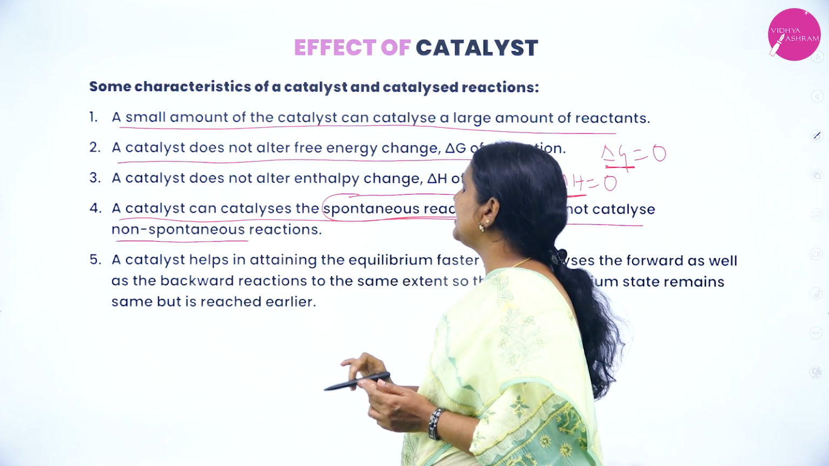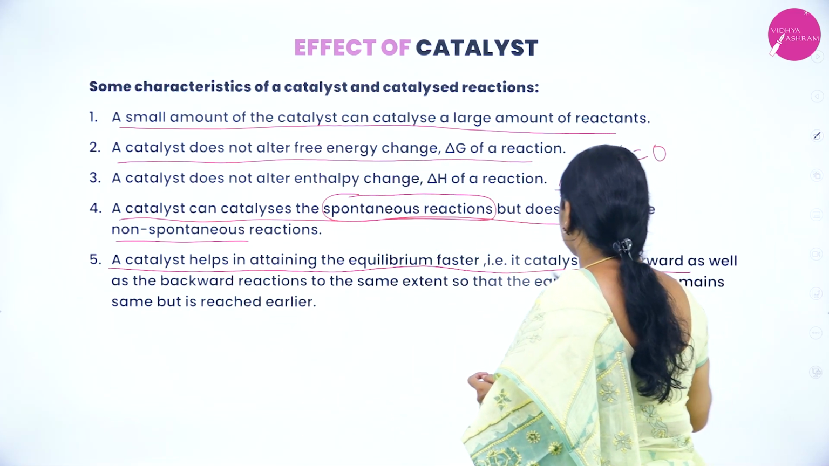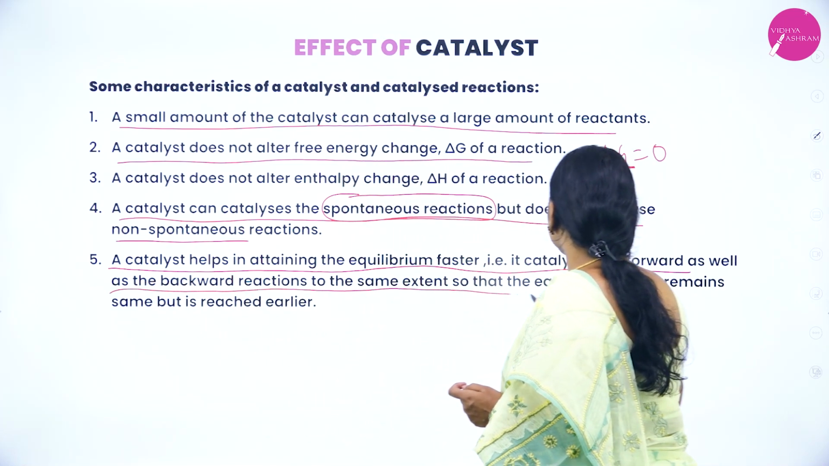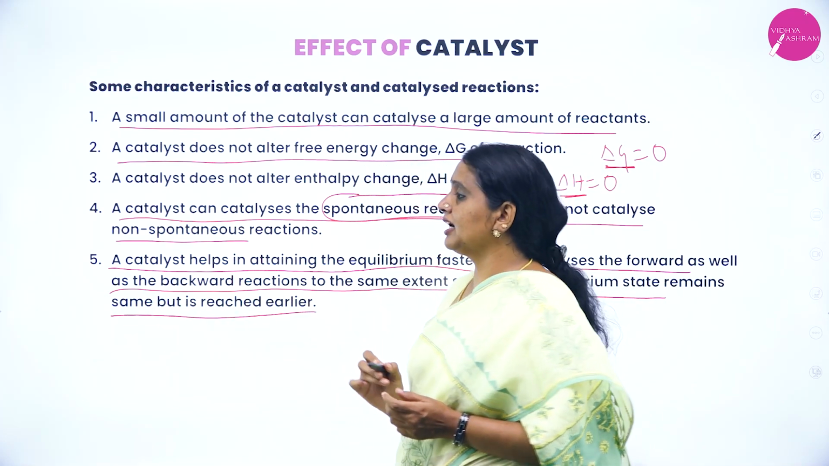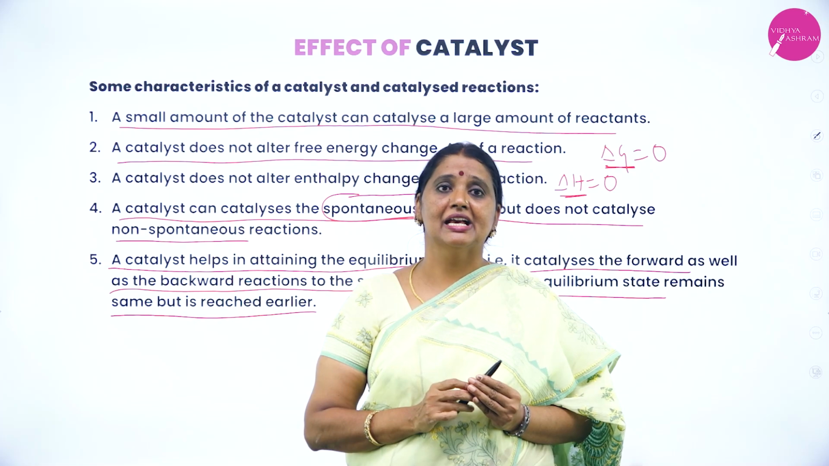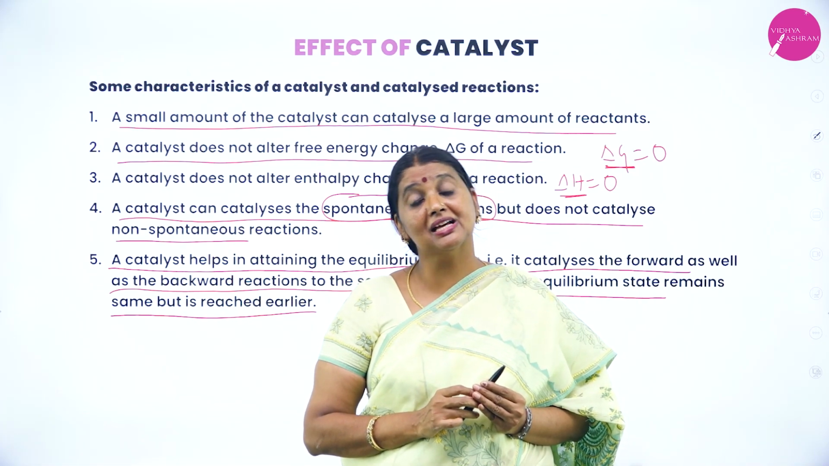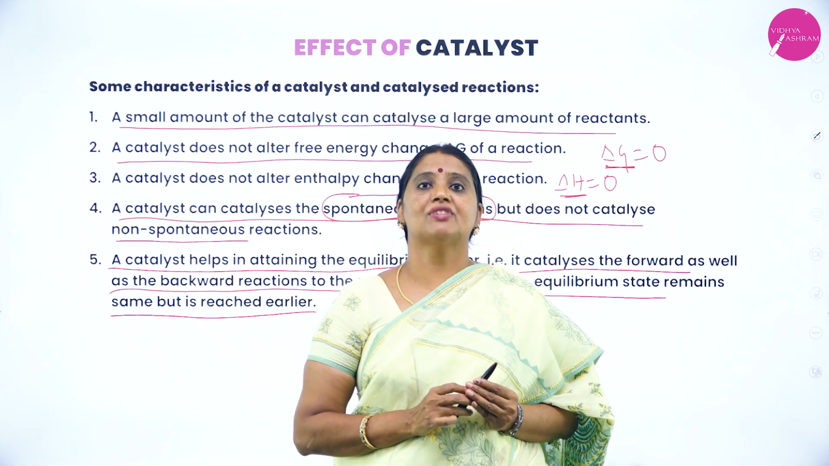Spontaneous reactions. And a catalyst helps in attaining the equilibrium quicker, but it catalyzes both forward and backward reactions to the same extent. Therefore, the equilibrium state remains the same, but it is reached earlier. So, when you add catalyst, chemical equilibrium is attained very fast. It is very quick, but the chemical equilibrium constant remains the same. These are the characters of catalyst.